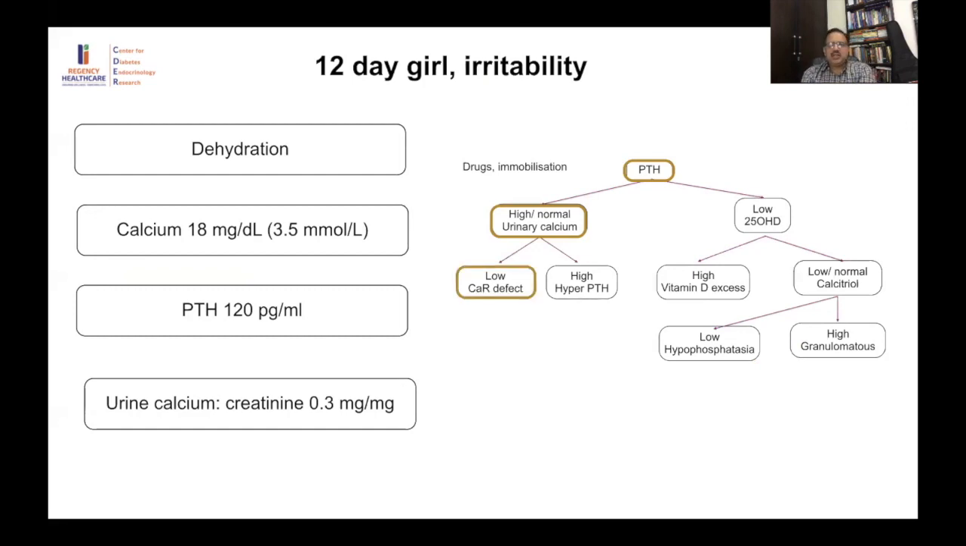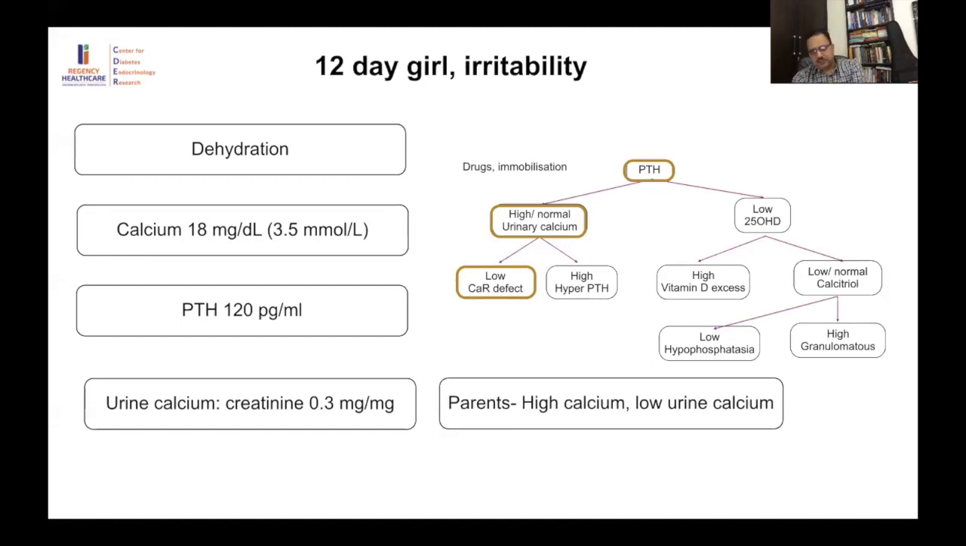The way to screen is to look at the parents. And what we found in these parents was they had mild hypercalcemia with hypocalciuria. Every individual with high serum calcium should have high urinary calcium. But this child's parents actually had high serum calcium and low urinary calcium, suggesting a calcium sensing receptor inactivating mutation.